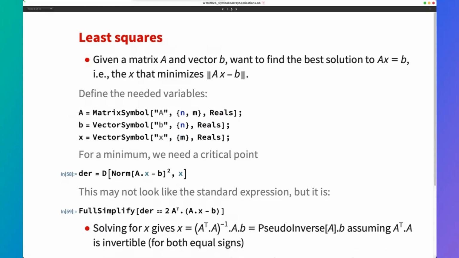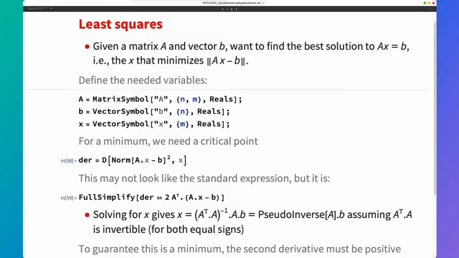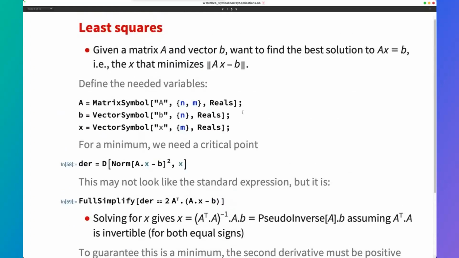So we're going to define some variables, and interestingly, oh, I know what the issue is. I need to clear M here. And so I'm going to define A, B, and X. So A does not have to be a square matrix. So I have here an n by m matrix. And I'm going to declare it over the reals because I'm going to want to differentiate the norm. And if it was complex, then we'd have conjugates and it wouldn't be differentiable.